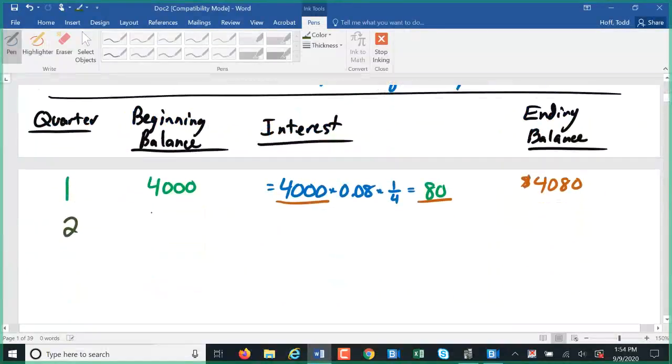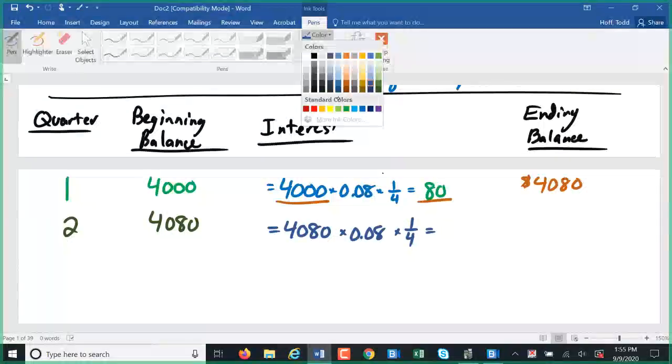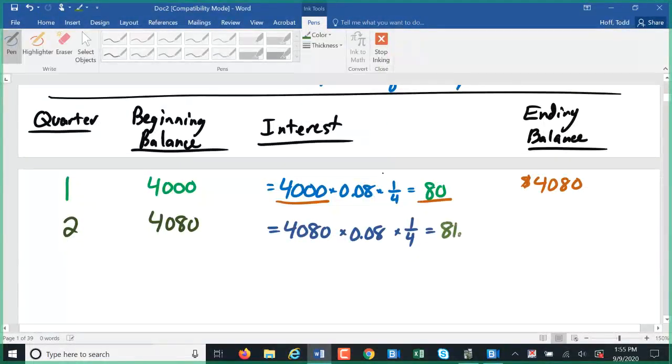We start quarter 2 then with a balance of $4,080. Our interest is found as that principal now. 4,080 is our new principal. Times 8%, still 0.08, and times 1/4 of a year. Comes up to $81.60. So we add that, the 4,080 plus the interest of $81.60. That's $4,161.60 is our ending balance.